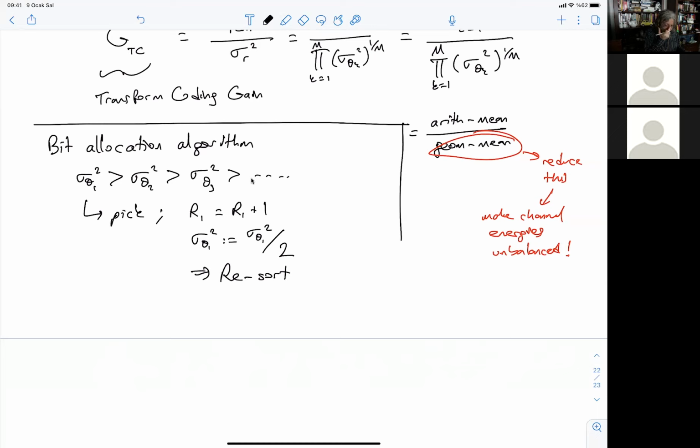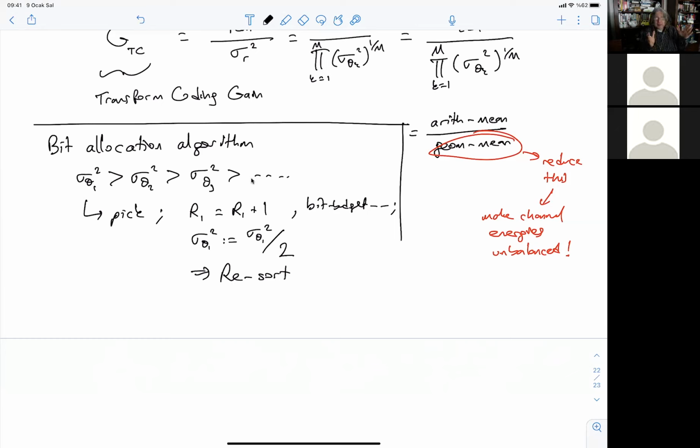So now probably sigma theta 1 square will not be the largest, but something like sigma theta 2 square will be the largest. So what you do is you assign 1 more bit to R2 this time. But by the way, you have to decrease the bit budget by 1. So bit budget minus equals 1. So you subtract. Let me write it like minus minus. Okay. You reduce the bit budget.